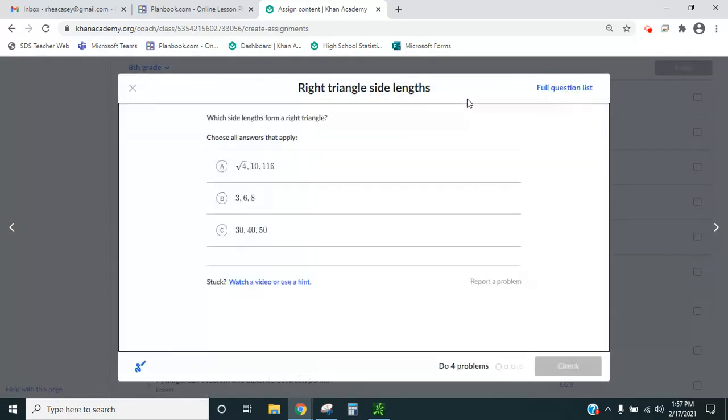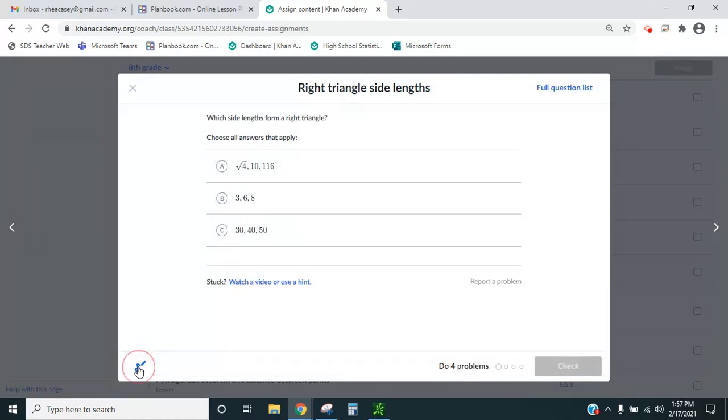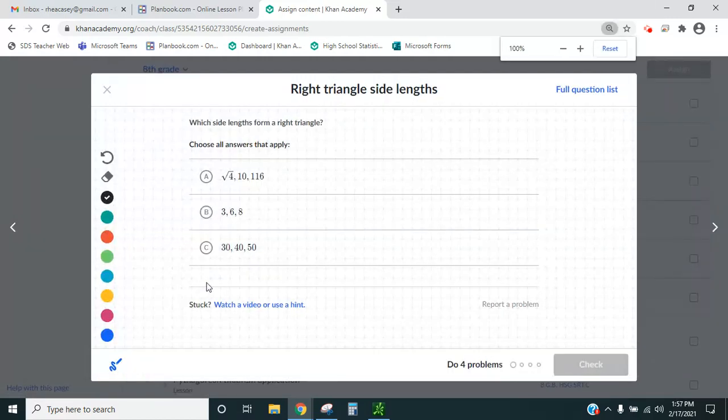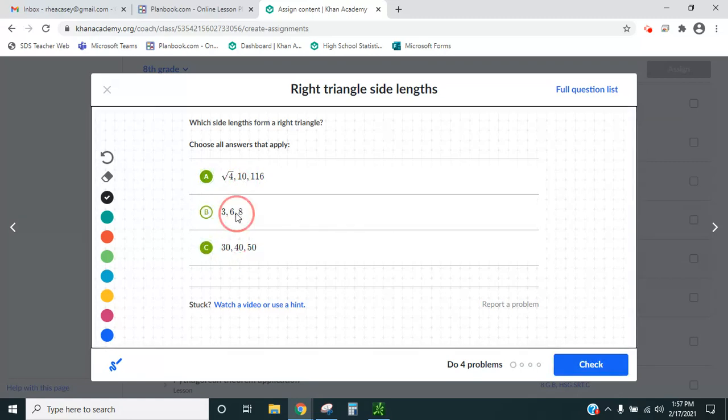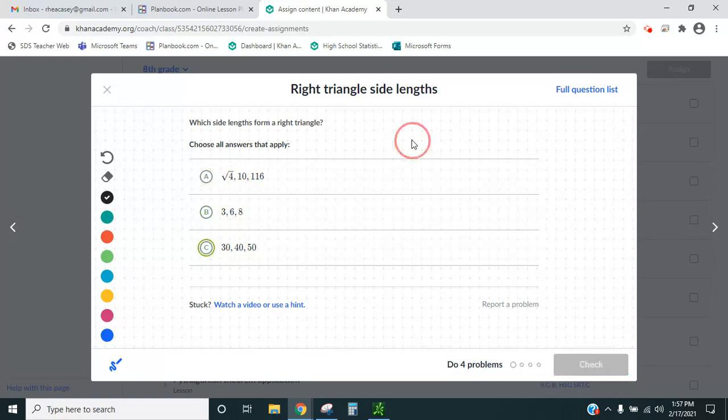What we're going to do is we're going to check and see which 3 numbers, and it could be all of them, which of them would form a right triangle. So here's what we're trying to do. All right, let me skip to the last one. So letter C, I'm just going to do that first.